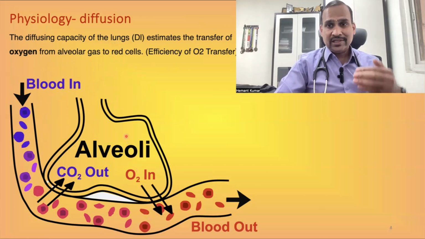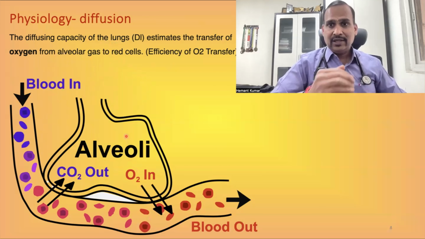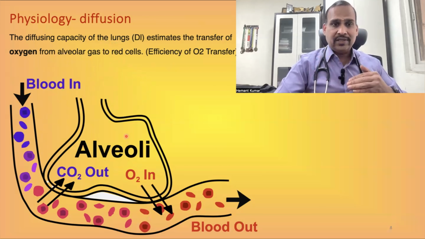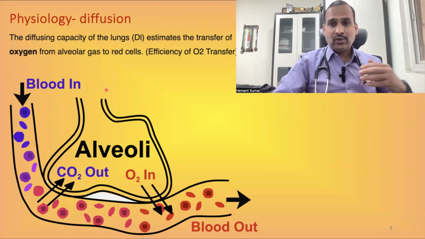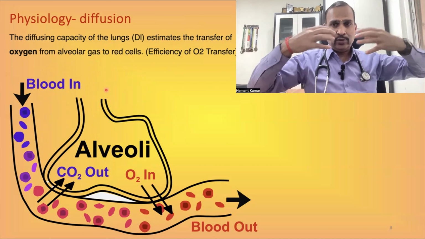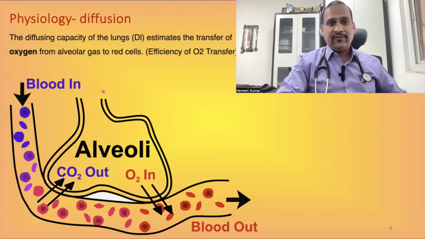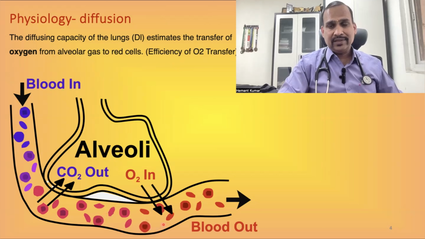So this is transfer of oxygen, not diffusion, transfer of oxygen from alveoli up to hemoglobin, because it estimates the transfer of oxygen from alveolar gas to red cells. Oxygen comes from the environment, to the trachea, alveoli, from alveoli to blood, and from blood to hemoglobin. In this manner, this gas exchange is completed.